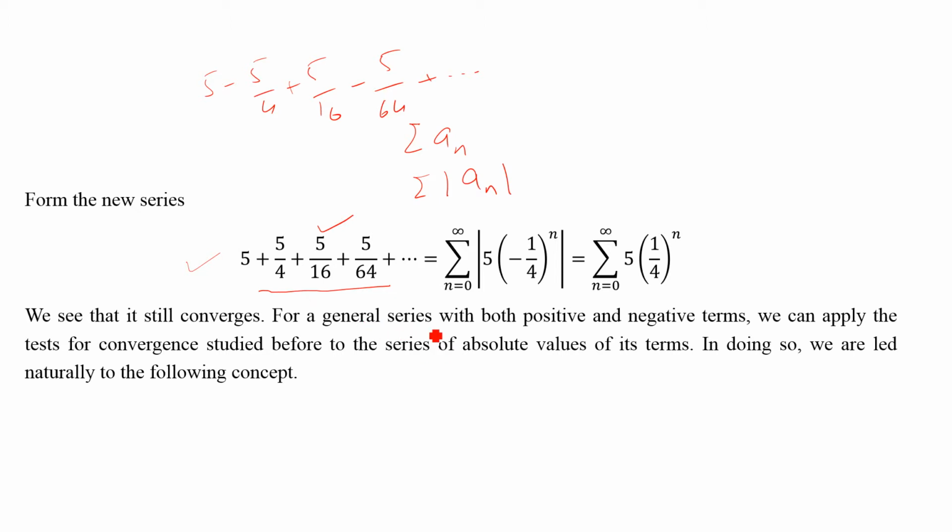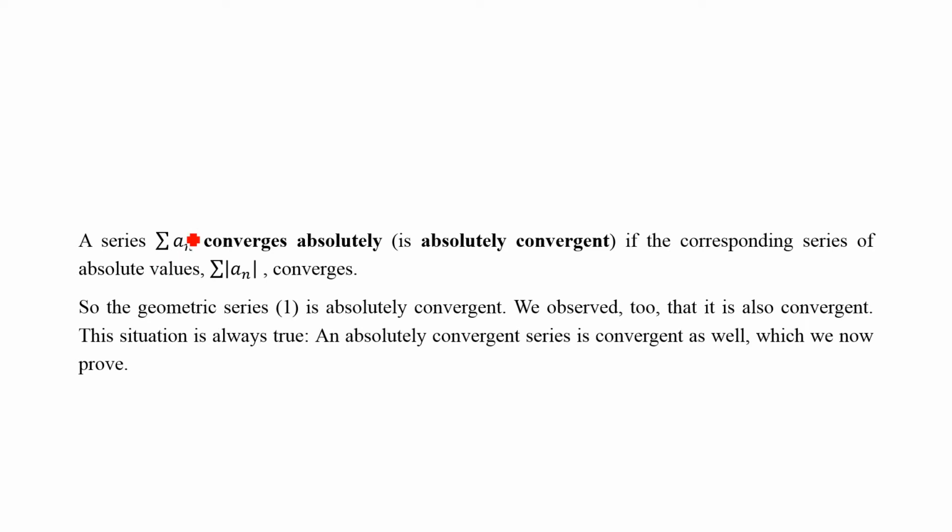So for a general series with both positive and negative terms, we can apply the tests for convergence studied before to the series of absolute values of its terms. So in doing so, we are led naturally to the following concept, that is absolute convergence. So let's see what this is. A series sigma an converges absolutely, or is absolutely convergent, if the corresponding series of absolute values converges. If this series of absolute values converges, we say that the given series converges absolutely.